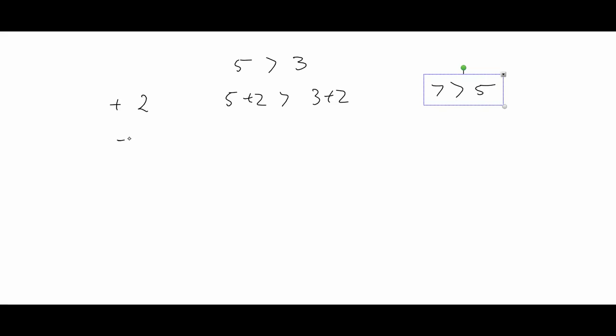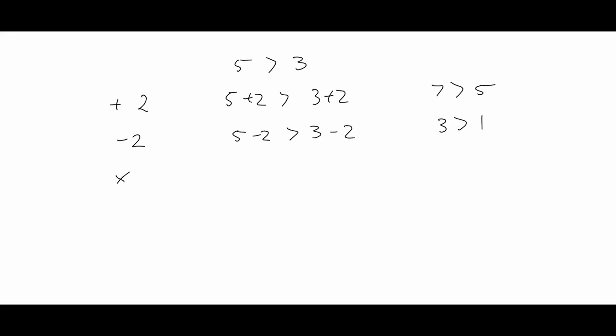Now, the usual rules of algebra and arithmetic for equations don't quite apply. For instance, we have 5 greater than 3. We can add a number to both sides, so we add 2 to both sides, and it remains true. 5 plus 2 is greater than 3 plus 2. That's still true. 7 is greater than 5. We could subtract a number from both sides. 5 minus 2 is in fact greater than 3 minus 2. 3 is greater than 1. True.